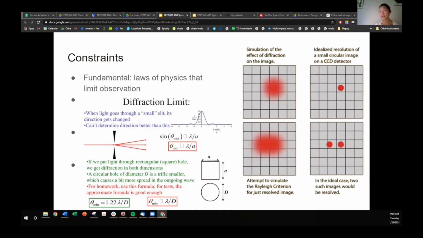There are constraints to payloads. So there are fundamental constraints, such as laws of physics that limit observation. Here is an example of the diffraction limits. If an image is made through a small aperture, then there is a point at which the resolution of the image is limited by the aperture resolution.